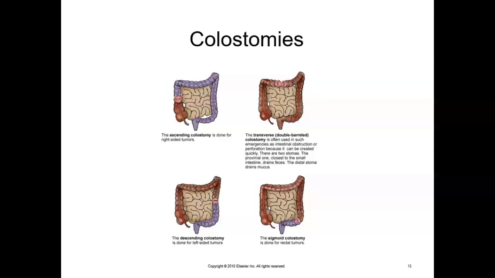Stool is liquid immediately after the surgery, but it becomes more solid depending on where in the colon the stoma was placed. For example, the stool from a colostomy in the ascending colon is liquid, the stool from a colostomy in the transverse colon is pasty, and the stool from a colostomy in the descending colon is more solid.